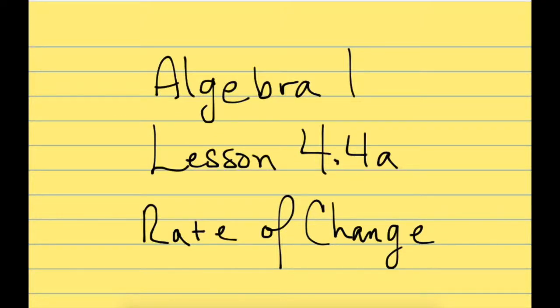Today we're talking about rate of change, which is related to slope, which we talked about yesterday. There's a couple of main differences between slope and rate of change. First one is that rate of change usually has a practical application to a situation, such as in miles per hour, or feet per second, or dollars per minute.